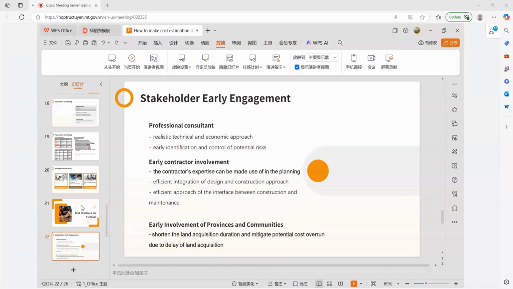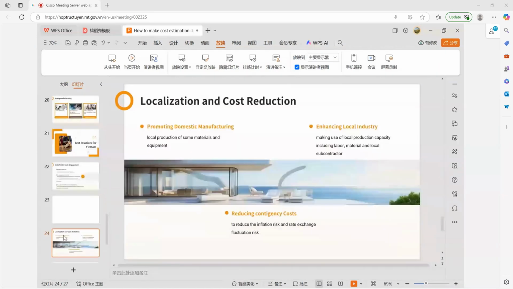I think localization is also very helpful for cost reduction by promoting domestic manufacturing and enhancing local industry. And localization is also very helpful to reduce contingency cost for the coverage of inflation risk and rate fluctuation risk.